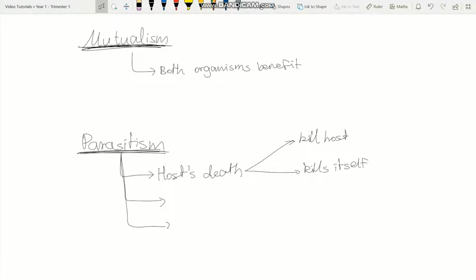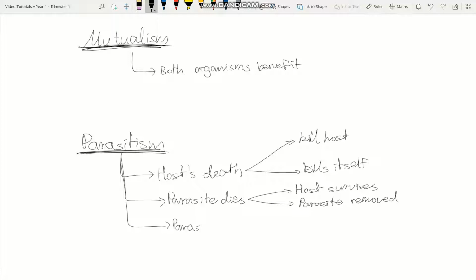The second way in which the relationship can continue is when the parasite dies. This is when the host is able to fight off the parasite and therefore survive, albeit there may be some damage to the host, and the parasite is essentially removed. And the final and most interesting way this relationship can continue is that the parasite, although it's present in the host, is able to allow for the host to survive.